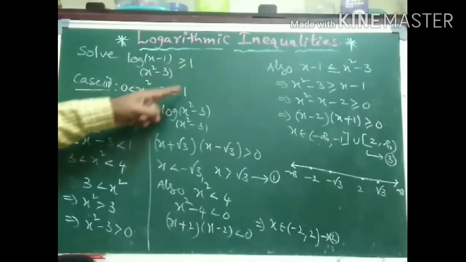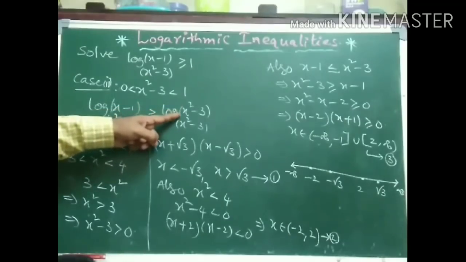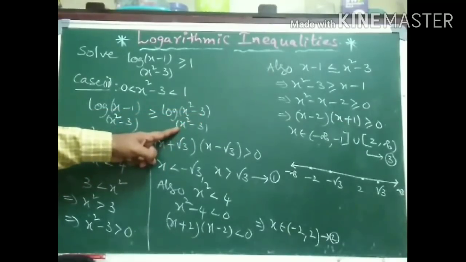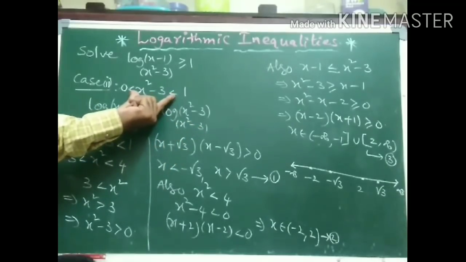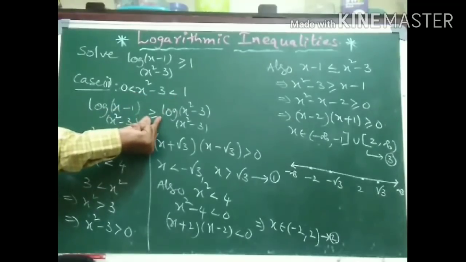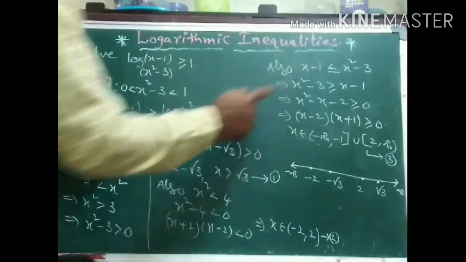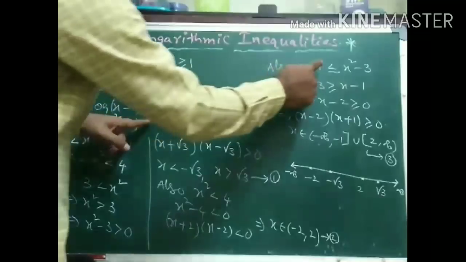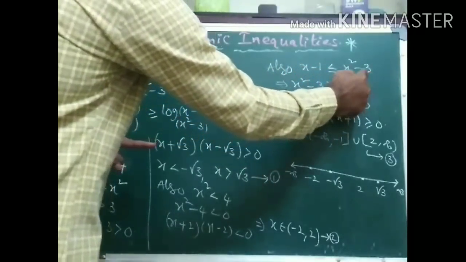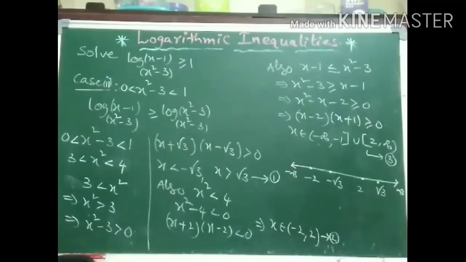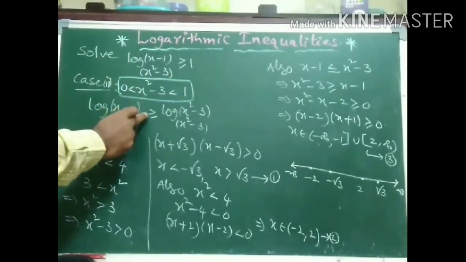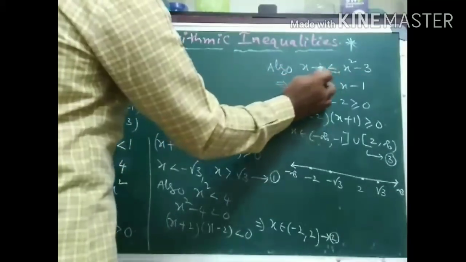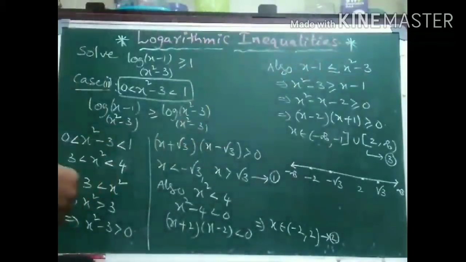So as usual, as earlier, I want to mention log of x square minus 3 to the base x square minus 3. Because it lies between 0 and 1, the inequality gets reversed. I mean x minus 1, not now greater than or equal to, it is going to be changed, no? Less than or equal to x square minus 3. Okay. So because of this condition, when it lies between 0 and 1, now the inequality gets changed, that is x minus 1 less than or equal to x square minus 3.